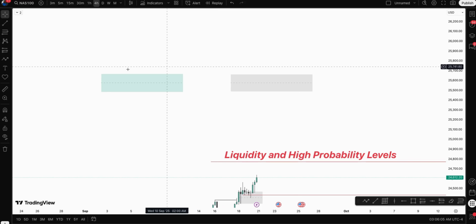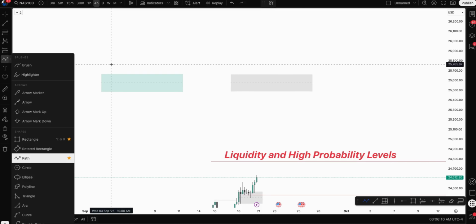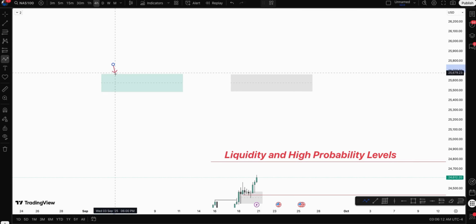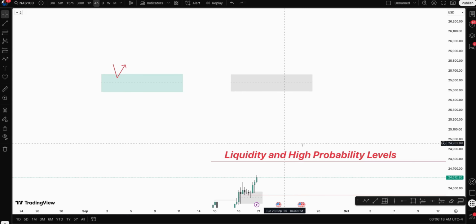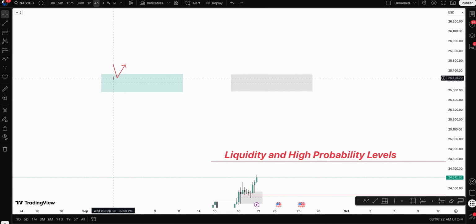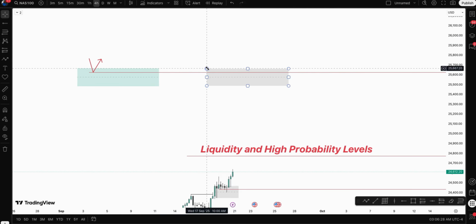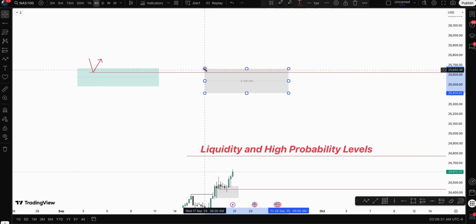Okay, so now you have a fair value gap and price comes to that fair value gap and reacts once. Now you have a liquidity. You have a very high probability. This is your liquidity now. This low here, it's your liquidity.